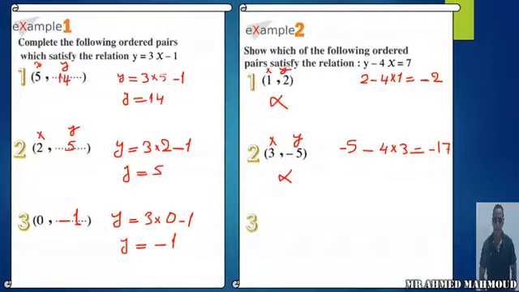Another one: negative 1 and 3. I will put in place of y 3, minus 4 times negative 1. Negative 4 times negative 1 equals 4. 3 plus 4 equals 7. Then this one satisfies the relation. That means this point belongs to the straight line, and the other points don't belong to this straight line, but negative 1 and 3 belongs to this straight line. The next one.